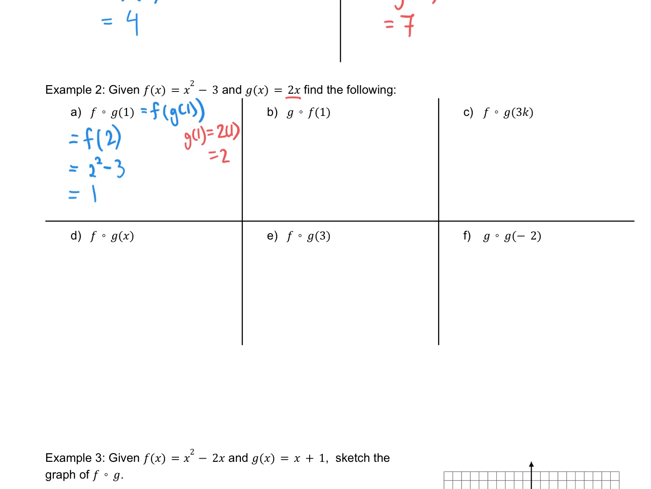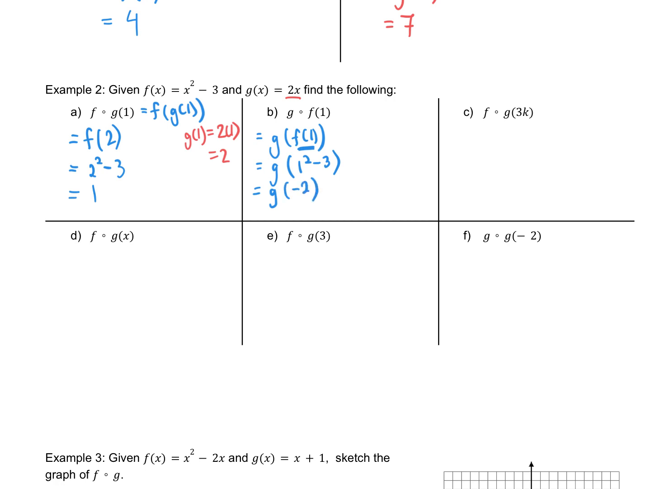For the next one, we're looking for g at f at 1. In the previous example, I did this in 2 steps, but we could also work inside with one function notation. So I'll leave the g on the outside. F at 1 means replace x with 1 in function f. So that would be 1 squared minus 3.